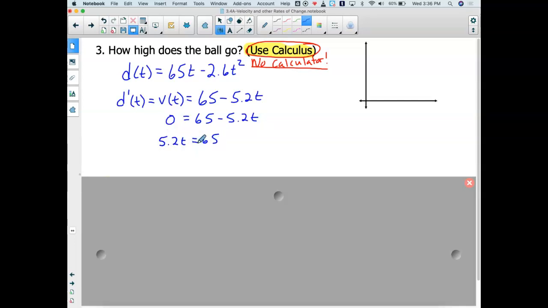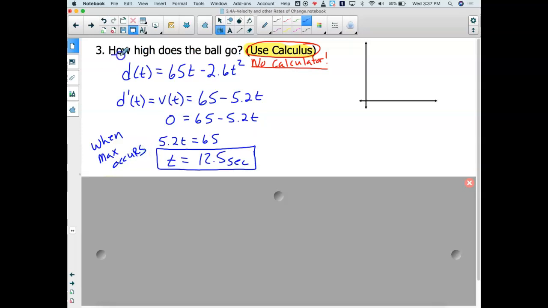These numbers, if I didn't want you to use a calculator to crunch the numbers, they would be mental mathers. I'm not going to ask you to do this. But 65 divided by 5.2, guess what it is? It's 12.5 seconds. If you don't believe me, check it in your calculator. I'm not going to have you longhand divide that. But that's the time. That is when the max occurs.